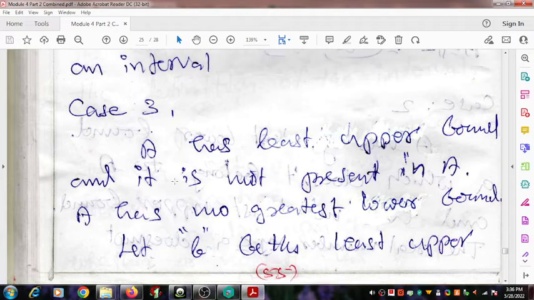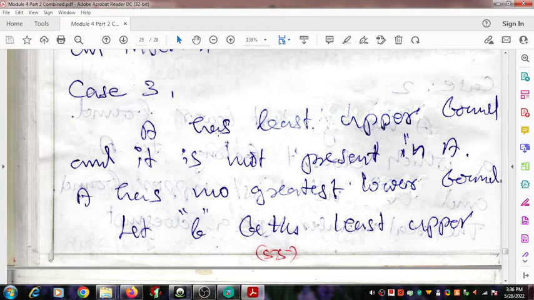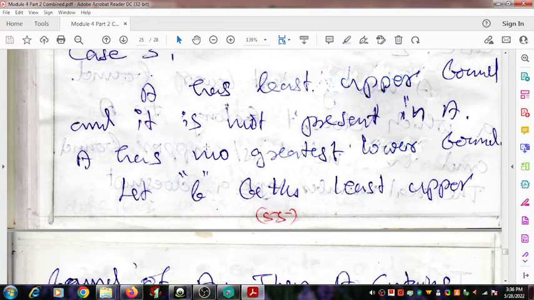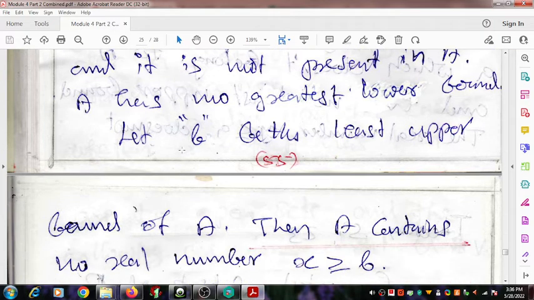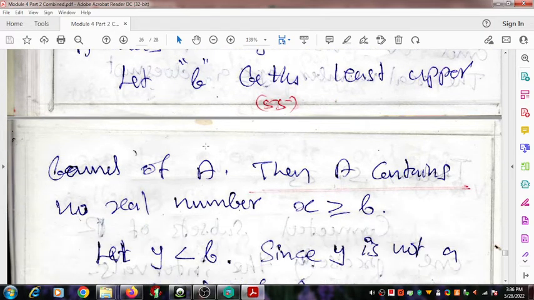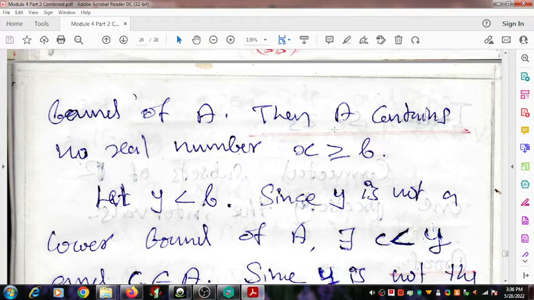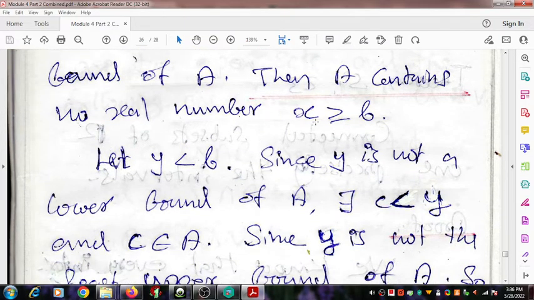Next, as an example of the explanation, we consider the third case. In this case, A has a least upper bound, but it is not present in A, and it has no greatest lower bound. Let B be the least upper bound of A. Then A contains no real number x which is greater than or equal to B.